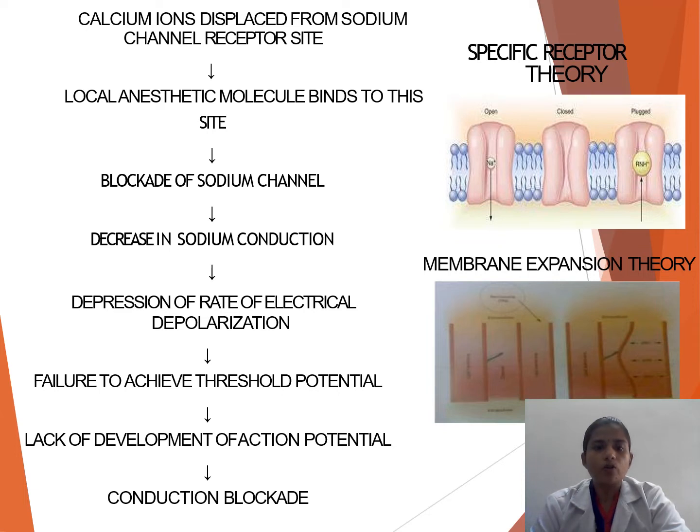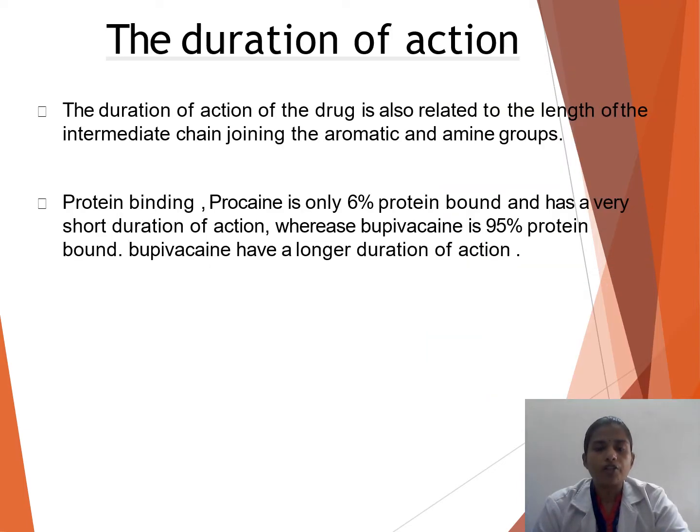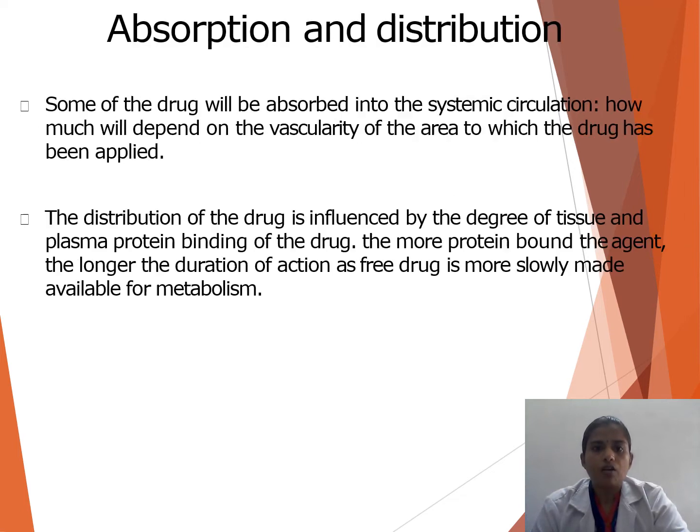There will be decrease in sodium conduction, depression of the rate of electrical depolarization, failure to achieve the threshold potential, and lack of development of action potential, leading to conduction blockade. Duration of action: the duration of action of the drug is also related to the length of the intermediate chain joining the aromatic and amine groups. Protein binding: procaine is only 6% protein bound and has a very short duration of action, whereas bupivacaine is 95% protein bound. Bupivacaine has a longer duration of action.